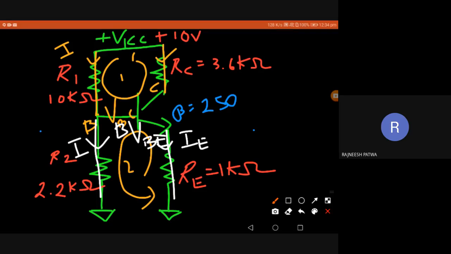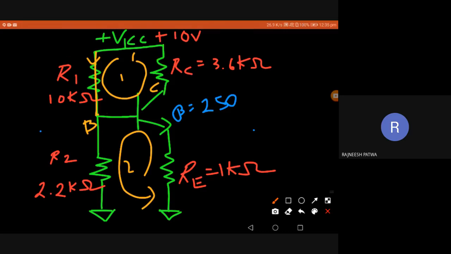Which are the two unknowns? One is IE, I don't know this current, at least right now, and this I know. Yeah, the second loop is more important. You're right, the second loop is more important because we have fewer unknowns there. We know the base emitter voltage.